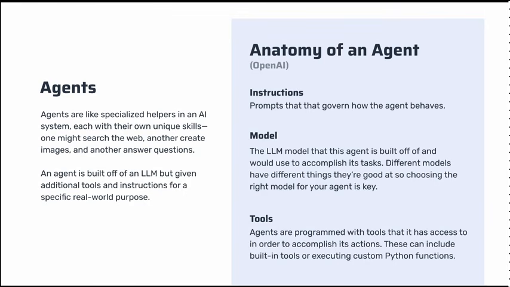Different models do have different things they're good at. So for example, one model might be especially good at doing research and analyzing large amounts of data. Another model might be much more geared towards technical concepts and doing coding, for example. So being able to choose the right model for your agent is usually key. And then finally, agents are given tools that it has access to accomplish its actions. So these can come built in, depending on the framework you use, or it can be executing custom Python functions that you code yourself for your agent.